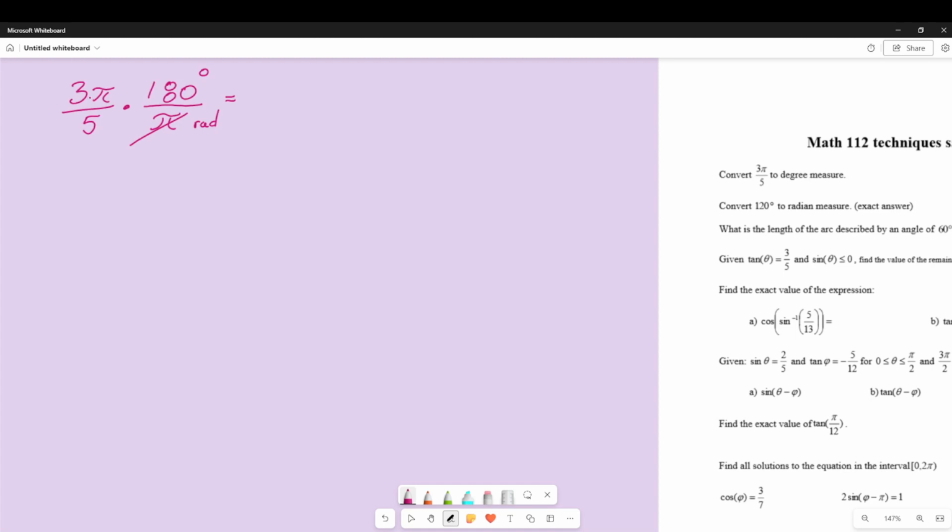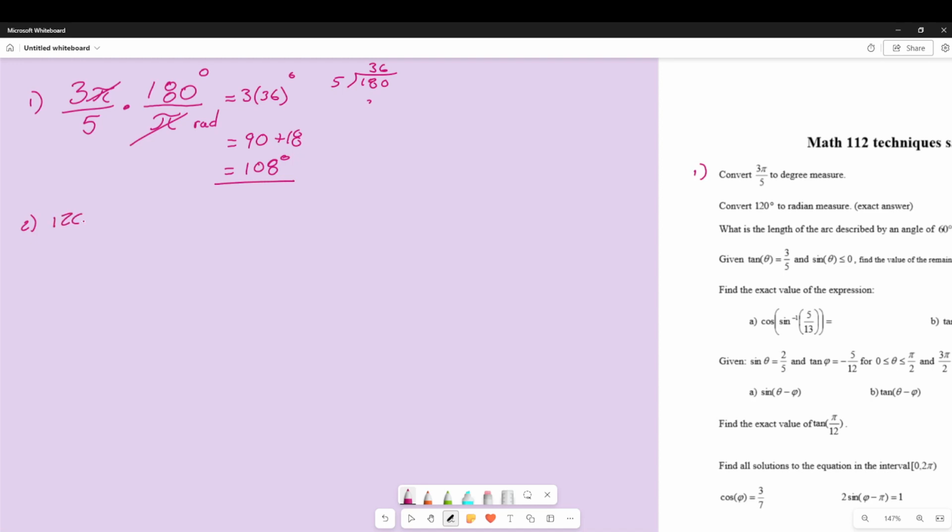It is handy that the pi's cancel. And 5 goes into 180. How many times does 5 go into 180? I don't know. 5 into 180. 36 times. Okay, so 3 times 36 degrees. So that's 90 plus 18. So that's going to be 108 degrees. Nice. I guess I'll call it 1.